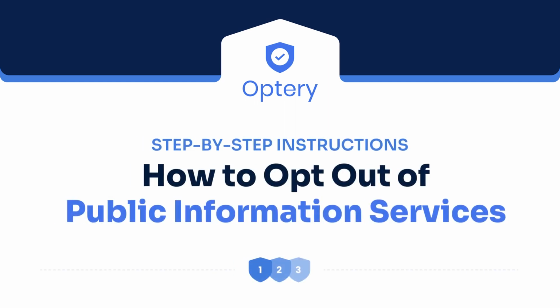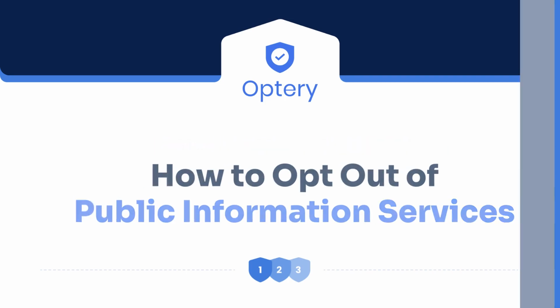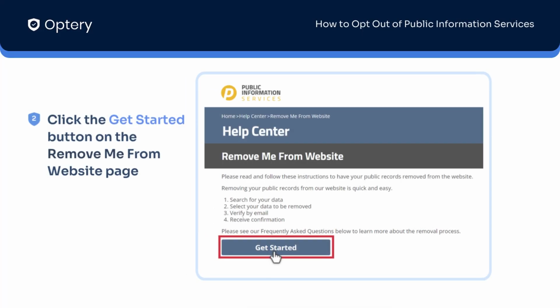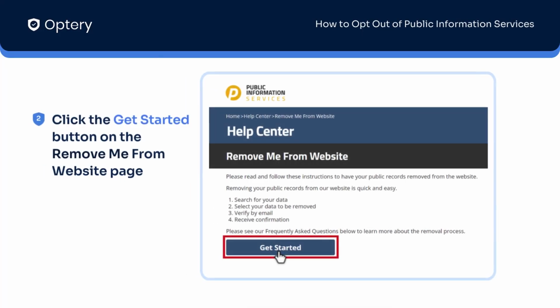In this video, we'll show you how to remove your info from public information services step by step. Let's jump in. First, go to their website. Scroll down to the bottom of the homepage and click the Remove Me from Website link. Click the Get Started button to start the removal process.